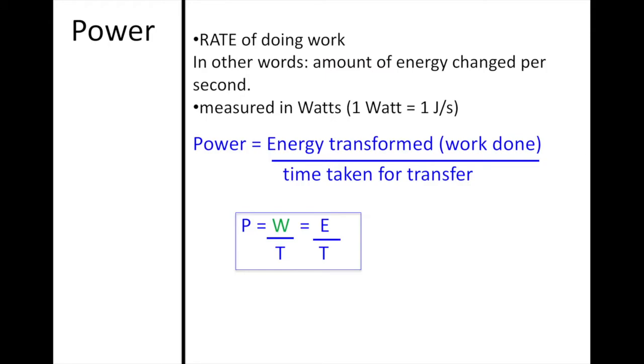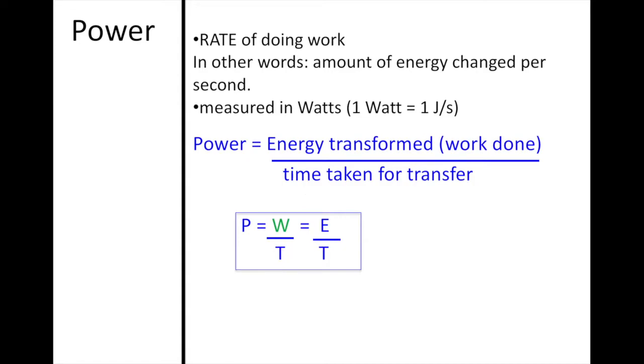Power is the rate of doing work. Another way to state this is that it is the amount of energy that is changed per second. We measure power in watts, and 1 watt is equivalent to 1 joule per second. The word equation for power is that it is the energy transformed, also known as the work done, divided by the time taken for transfer. With symbols, P equals work divided by T for time.